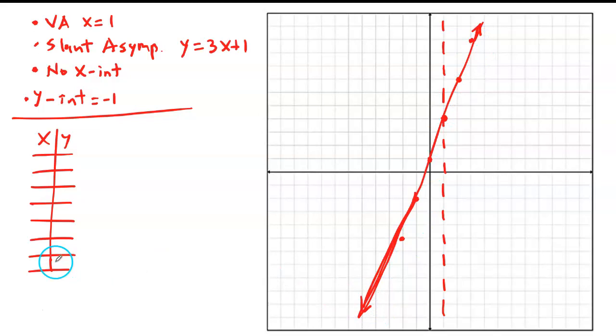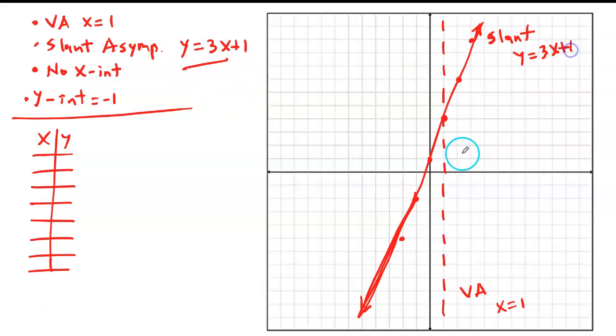Alright, so we're going to graph our line with blue. So we know that this is my slant asymptote, and this is my vertical asymptote, which is x equals 1. The slant asymptote is y equals 3x plus 1. Excellent. I'm just trying to label everything.